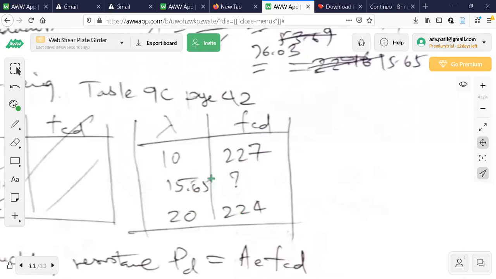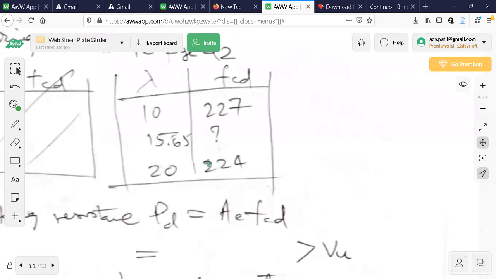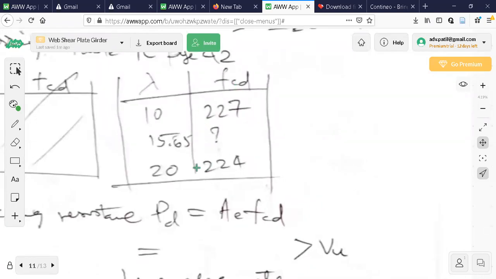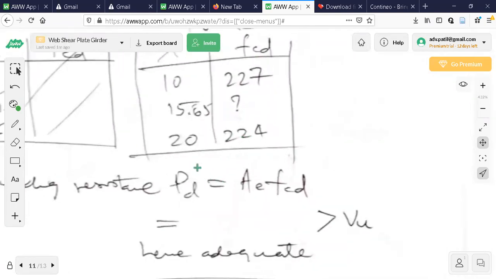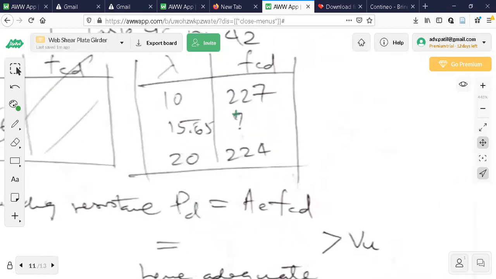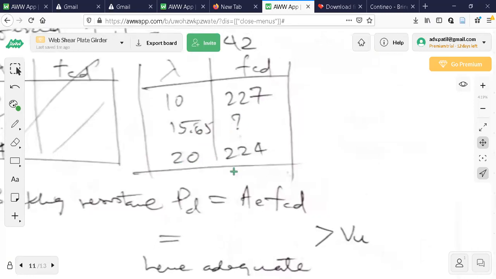I have not calculated this one. I'll give you some time if you want to calculate this. You can get this fcd value using these numbers. Five numbers are there actually: 10, 227, 20, 224, 15.65. With these five numbers, get this value.